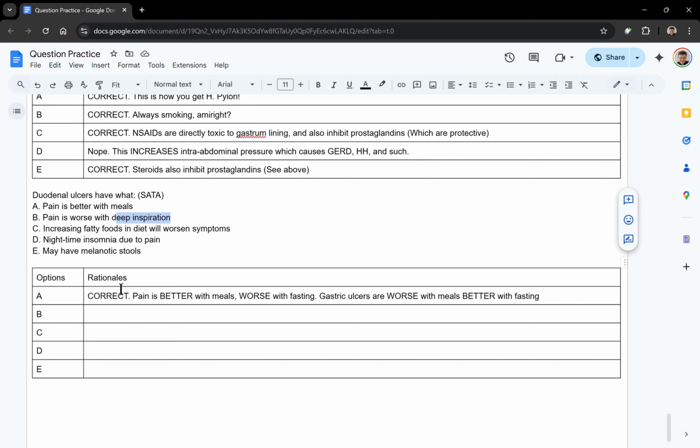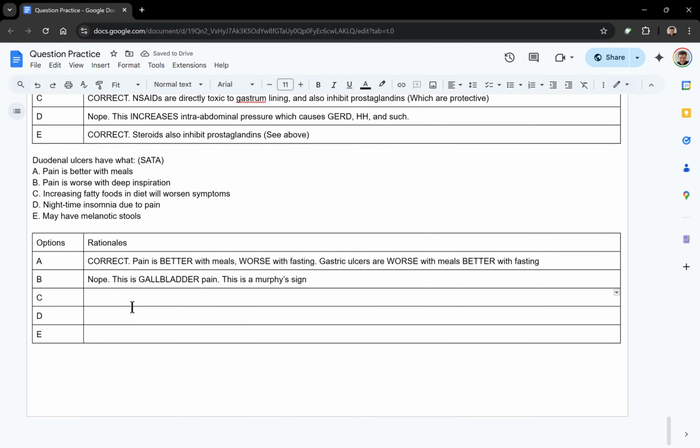So that's a nope. Why is it a nope? Because it's not associated. This is gallbladder pain, right? This is a Murphy sign. That has nothing to do with ulcers. Okay. Hepatitis, right? Did I say gallbladder? Yeah, it's gallbladder too. It could be hepatitis too. Okay.